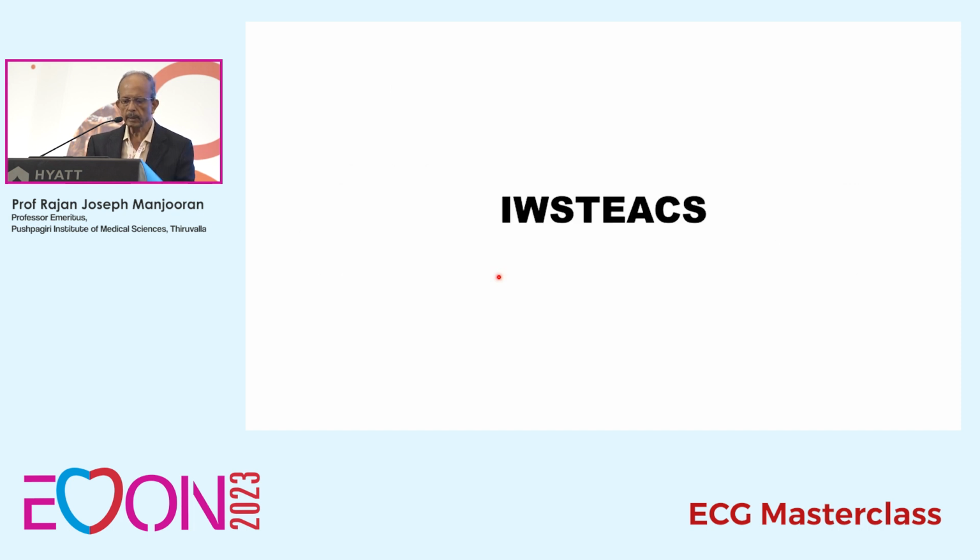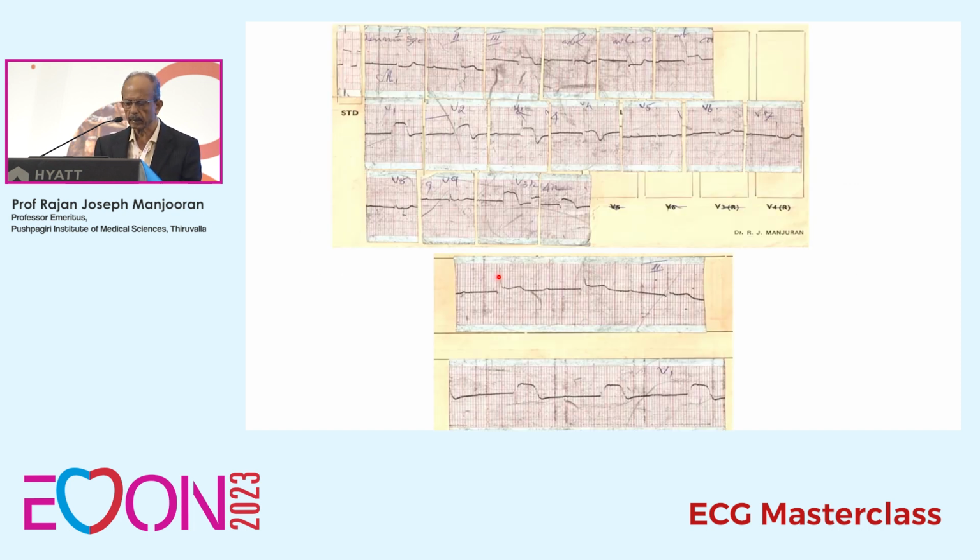Now let us look at the inferior wall ST elevation myocardial infarction. Here you can see which are the leads showing maximum ST elevation. You can see that there is ST elevation here, but there is a significant ST elevation in V1, V2 and V3. Also in V4. And you can see significant ST elevation in V3R and V4R. So these leads indicate RV infarction.